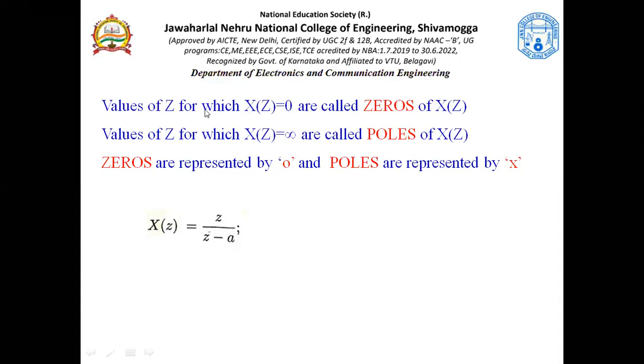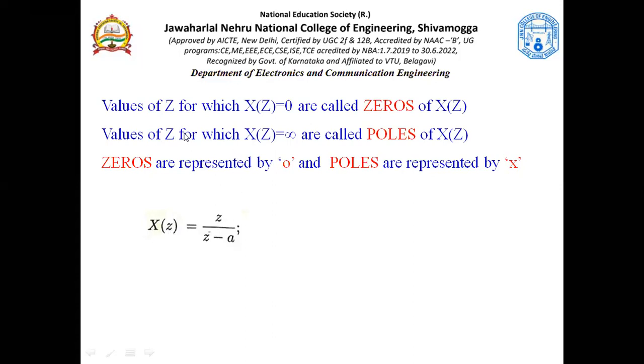But for this to be 0, z has to be 0. Okay. So how many zeros are there? When would this x of z get 0? If z is equal to 0, x of z would get 0. So 1 zero will exist at z equal to 0. What is called a zero? There are two entities, zeros and poles. Zeros are represented by O, poles are represented by X. How many zeros are there? There is just 1 zero, which says that if z is equal to 0, x of z is 0.